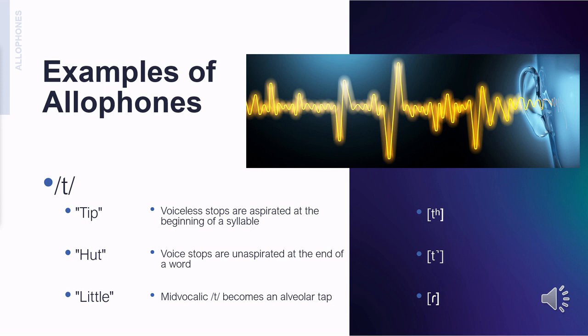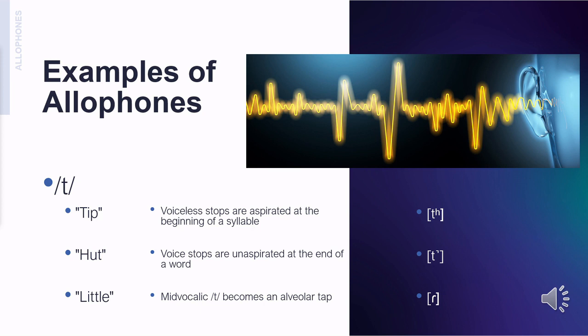In the word tip, the T sound is produced with aspiration because it is found at the beginning of the word. This means that extra turbulent air, or a hissing-like sound, can be heard following the release of the tongue from the alveolar ridge. Like this, t. The narrow transcription includes the T phoneme along with a small h diacritic.